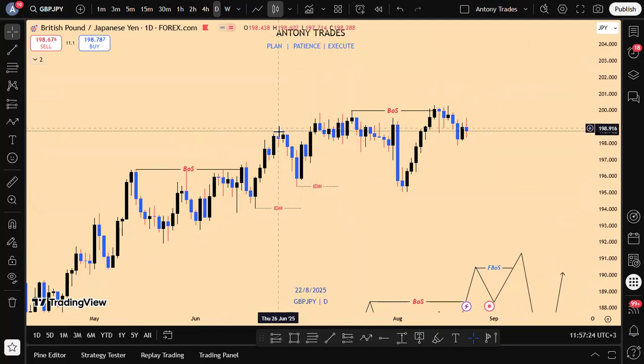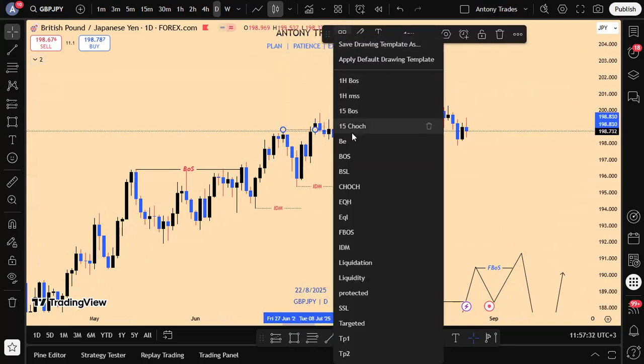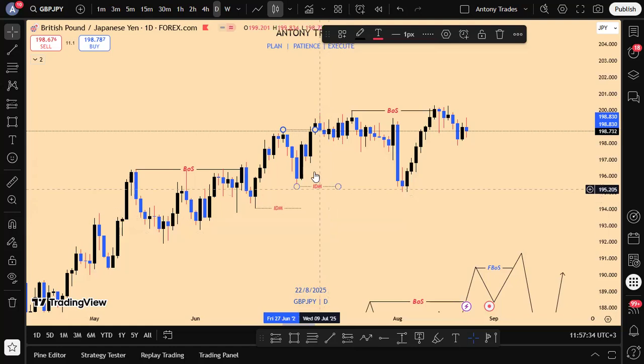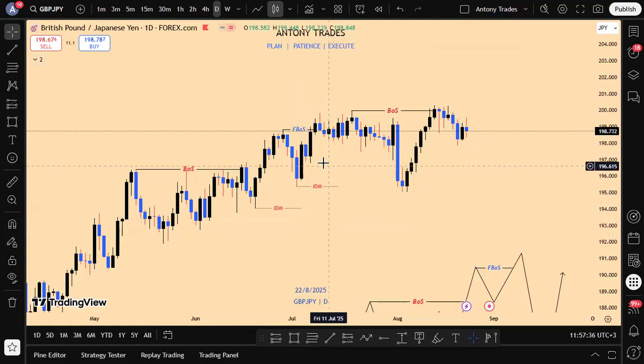So this also is not a valid break of structure, guys. This is not a valid break of structure for me. This is what we call a fake break of structure, since it didn't sweep any liquidity before going to the upside. After this break of structure, you can see we had a small pullback. Then the market went ahead and swept liquidity above this high.